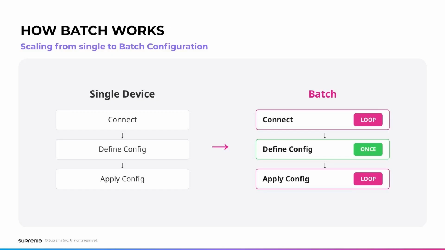Here's the key concept. On the left, you can see the single device flow: connect, define config, apply config. This is what you do for just one device. On the right is the batch flow. The steps are the same, but notice the labels.